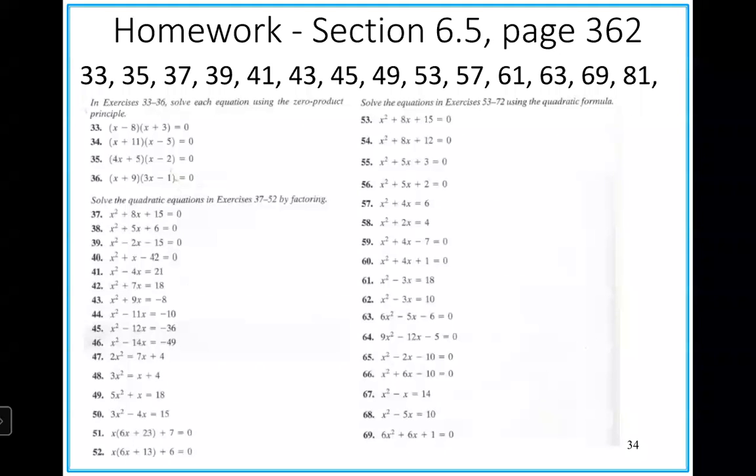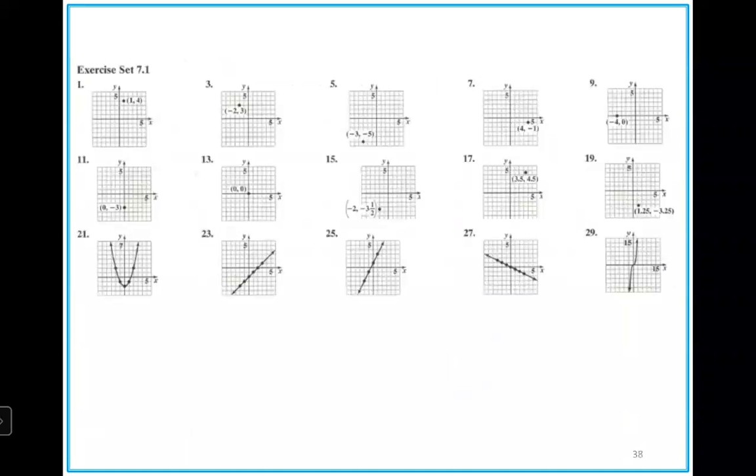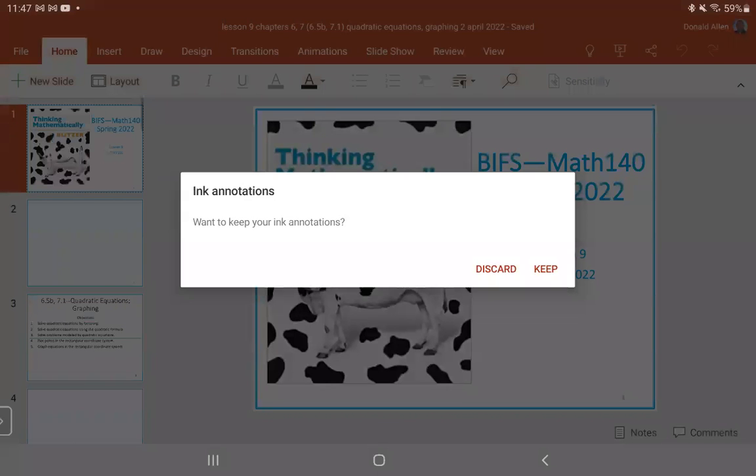For the next section that we looked at, 7.1, we have a few questions to do. You're going to need to use a graph to answer all of these, but just the selected questions you see at the top: 1, 5, 9, 13, 17, 21, 25, and 29. Okay, so I think that's it, and these are your answers. These are your answers for 7.1, your answers for 6.5, the part that we looked at today. And that's basically it for today, unless you have a question.